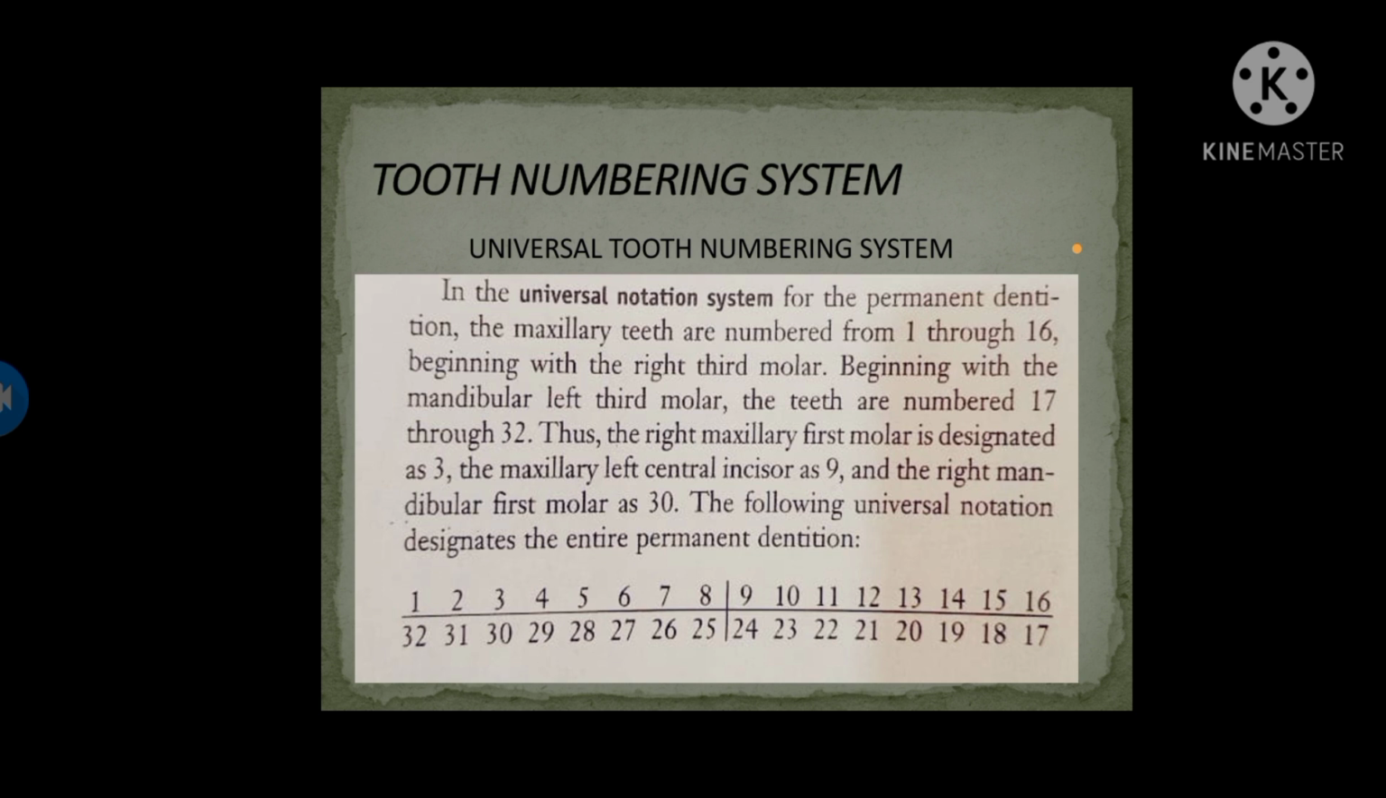It would keep on moving towards the left side of the maxilla. Then you will shift towards the mandible, left side. From left to right you will move like 17, 18, 19, 20, and then so on. It would also be in a clockwise direction, right of the maxilla to the left of the maxilla, and then from left of the mandible to the right of the mandible.